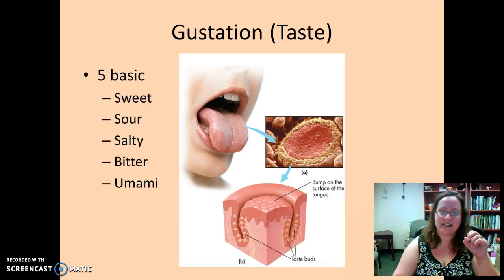For gustation, our taste, a lot of people are familiar with the basic tastes. One that many people may not be familiar with is umami, which is something like MSG or Parmesan cheese, a savory taste that we have.